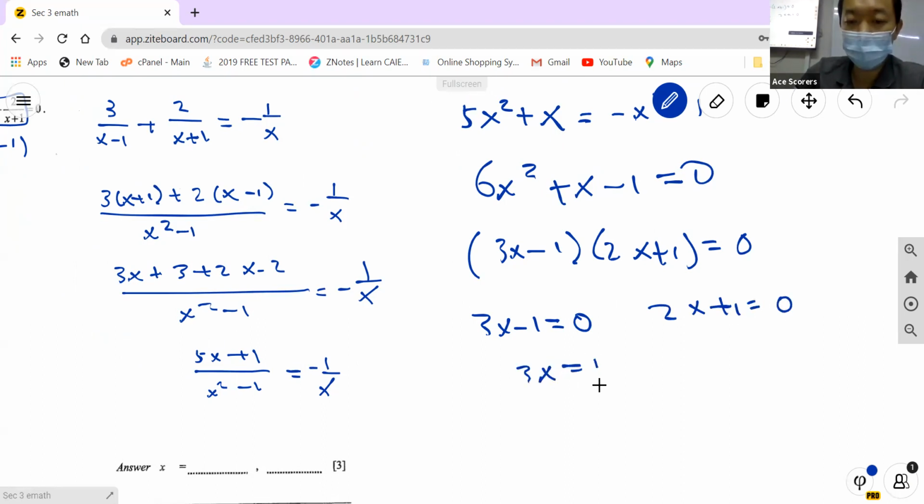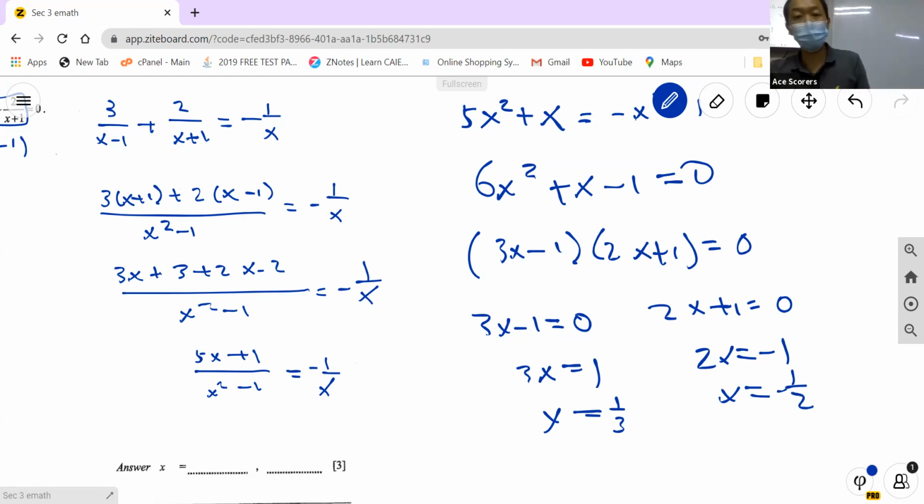X equals 1, 1/3. All right, that's it. Okay. Questions, please.